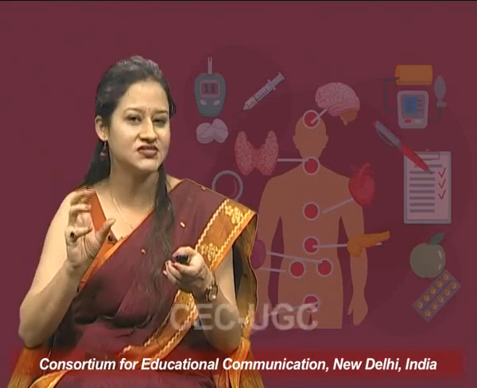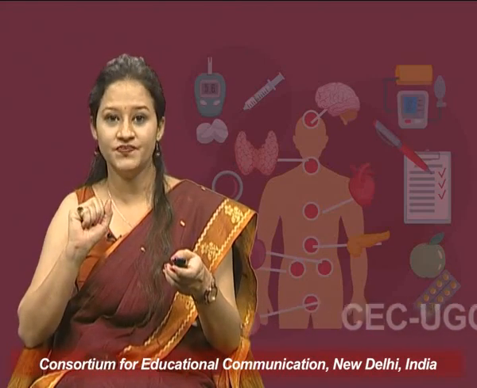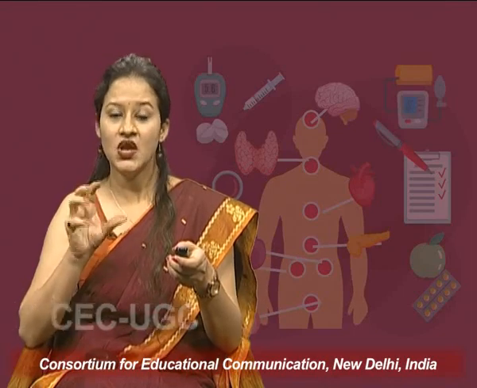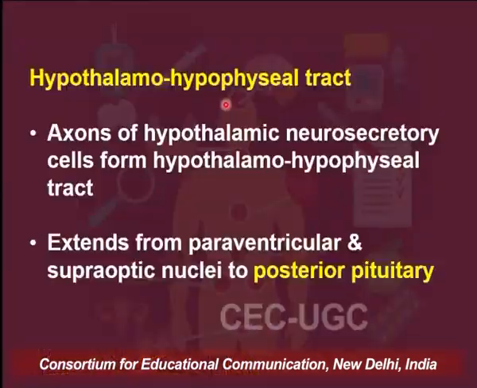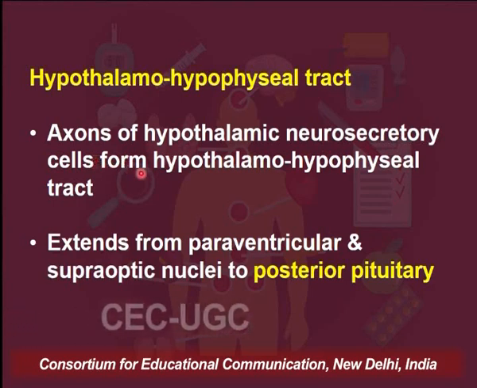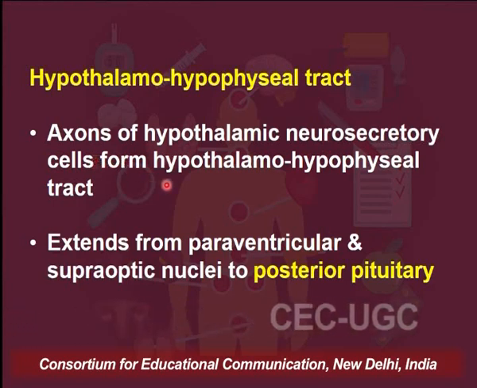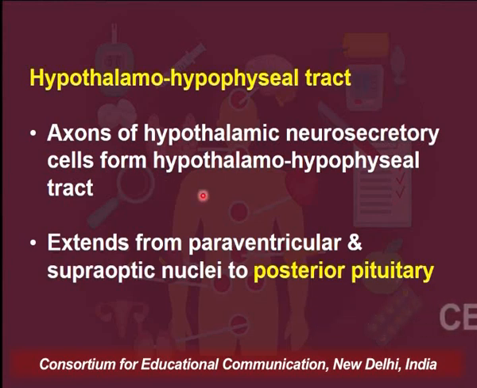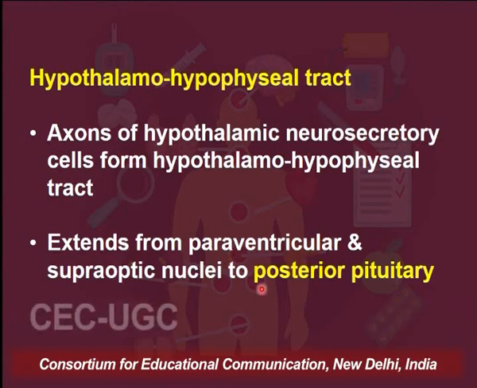We have discussed a little bit in the last lecture. Now let us discuss this in a bit more detail. So there is this hypothalamo-hypophyseal tract, which is made up of the axons of hypothalamic neurosecretory cells. The nerve endings of this tract directly reach up to the posterior pituitary. So they will extend from different nuclei of the hypothalamus. It could be paraventricular or supraoptic nuclei, and they extend up to the posterior pituitary.